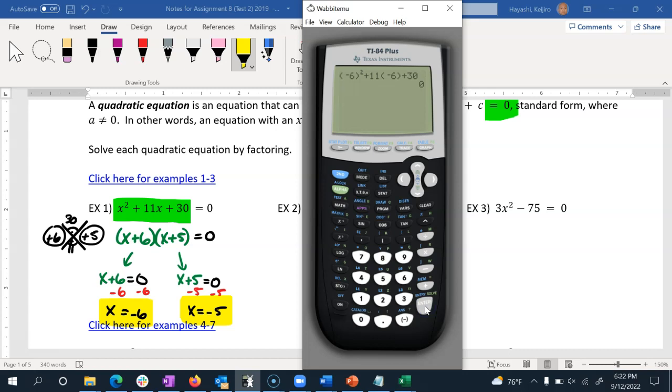Well, it is 0. Okay. And if I do the same with negative 5, take it and I square it, I add 11 times negative 5, and then I add 30. Well, that's also 0. So both of these values, negative 6 and negative 5, work in the equation to make it equal 0.